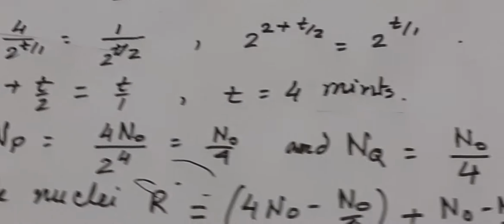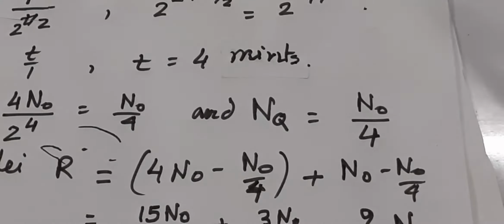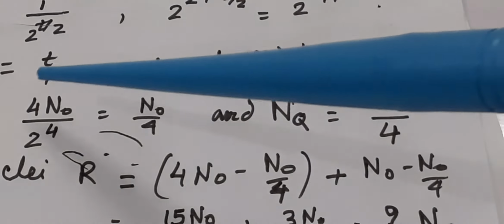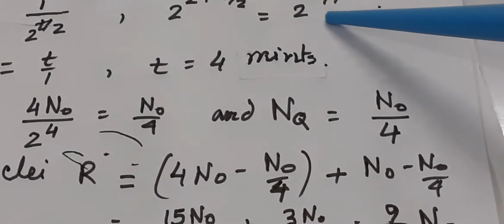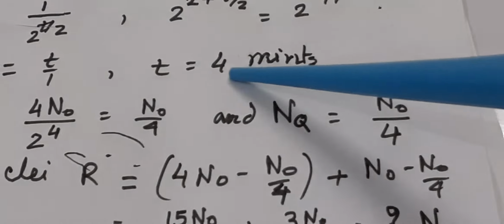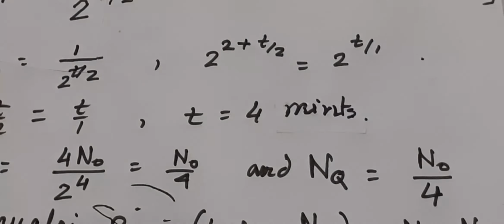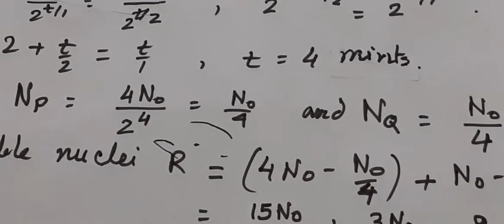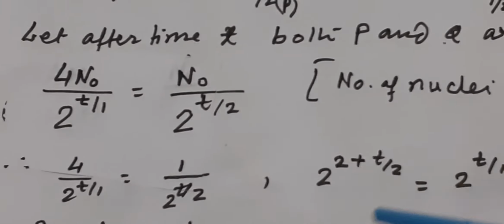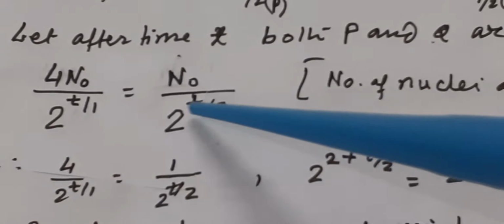Similarly for the Q sample, n naught by 4 will come because the number of half lives will be 2 here. If we substitute, NQ will give n naught by 4. You can see here, substituting 4, that means 2 to the power 4, n naught by 4 will come.